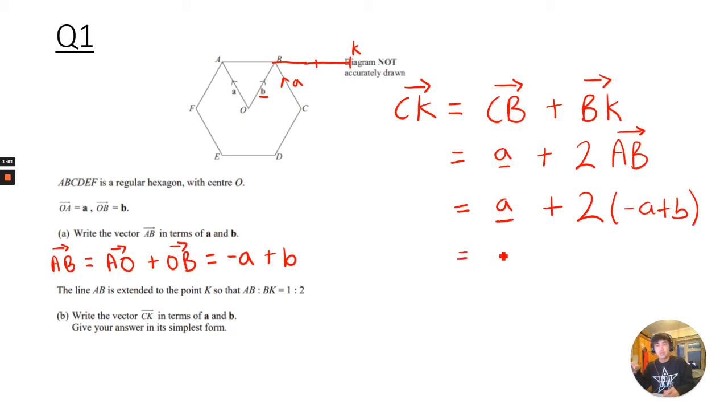Then just simplifying it, we've got A plus 2 lots of negative A plus 2 lots of the vector B. So we have negative A plus 2B. So that's that part done. That's part B.